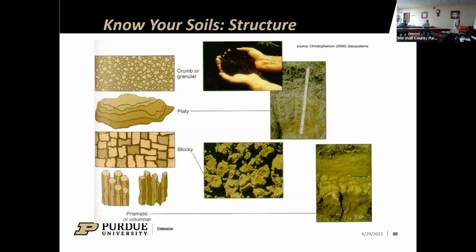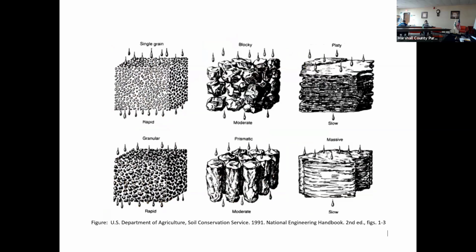So again, in the upper soil profile, crumb or granular soil structure is desired. Platy structure is not. And then down into our soil, blocky, we can even get prismatic type columnar structure as well. And as long as it's not clay in between those columnar structures, water and nutrients can move through that soil as well. This is just showing you water infiltration that can occur depending on the type of structure that we have present.